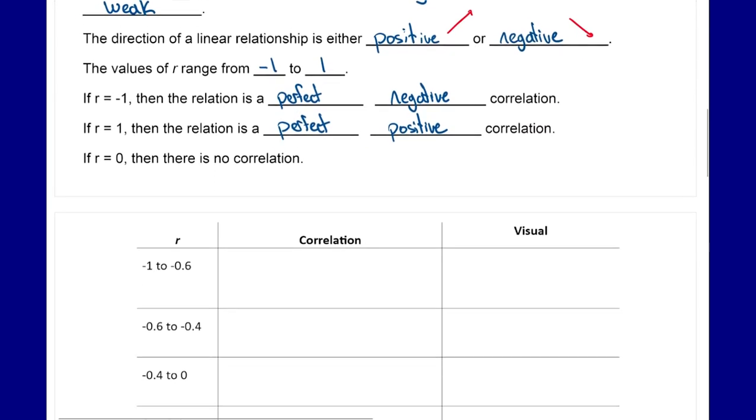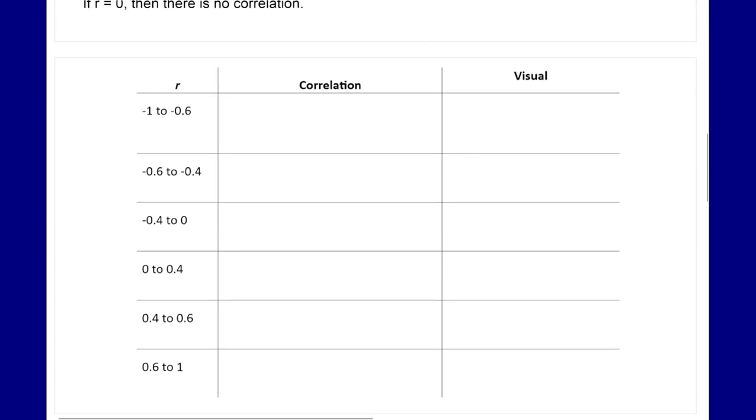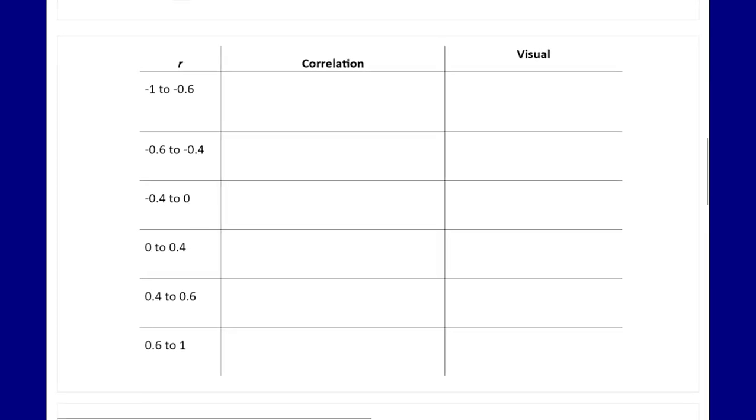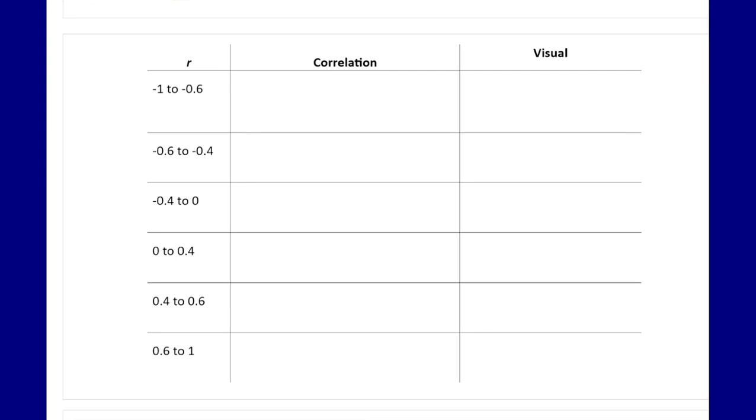Now, obviously, we can have different R values, so we are looking at basically kind of a range of R values. So from -1 to -0.6, we would have what we call a strong negative correlation. Right, so the -1 is obviously a perfect negative, but anything from -1 to -0.6 is a strong negative. So visually, that might look something with our points, maybe something like that, where we can clearly see that it's going downwards in a negative fashion.